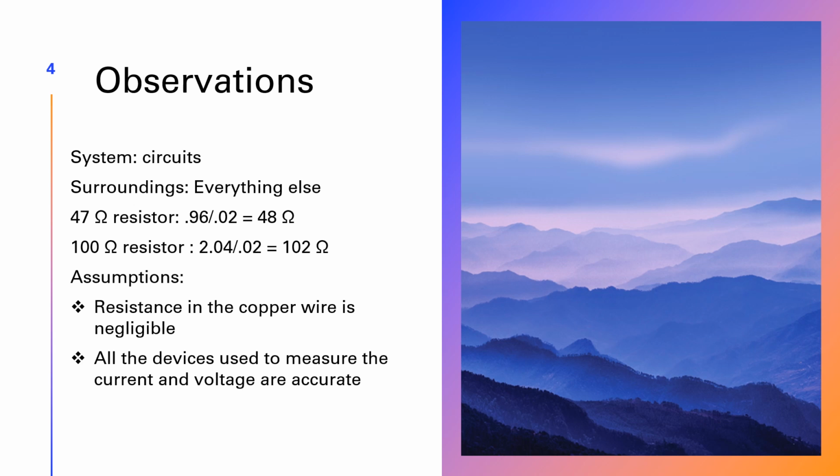Some of the observations we made in this lab are that the system is the circuits, and the surroundings are everything else. The resistance of the 47 ohm resistor was 48 ohms, and the 100 ohm resistor's resistance was 102 ohms. Some of the assumptions we made are that the resistance in the copper wire is negligible, and that all the devices used to measure the current and voltage are accurate.